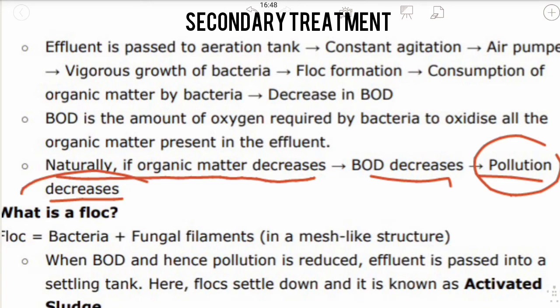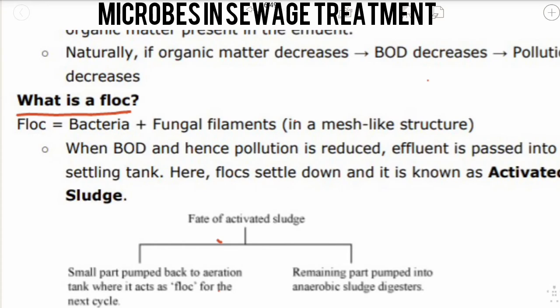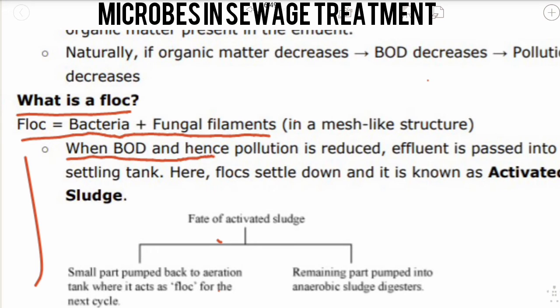Pollution also decreases directly. Flock is equal to bacteria plus fungal elements. You all know what is flock. Flock is a bacteria as well as some fungal elements. Then the main topic starts here. When BOD, that is biological oxygen demand, is reduced, hence pollution is reduced. So we know that organic matter decreases, BOD also decreases, and pollution also decreases.